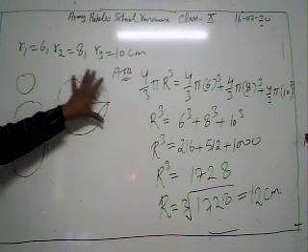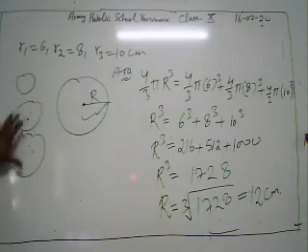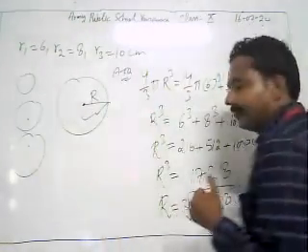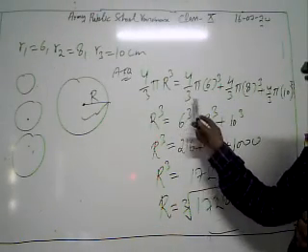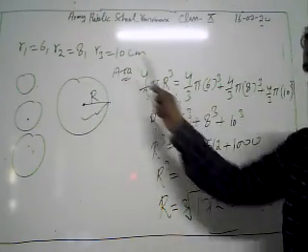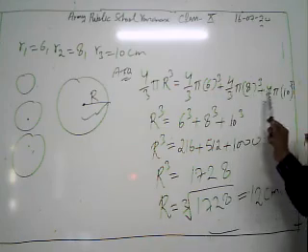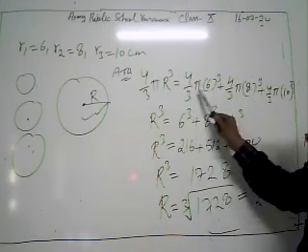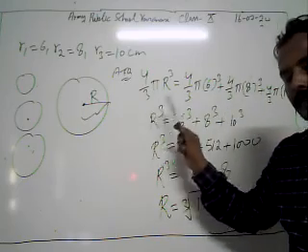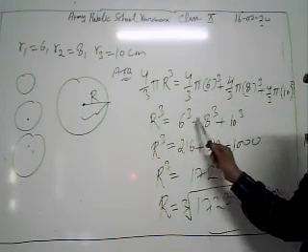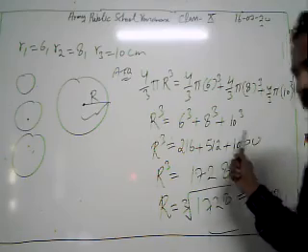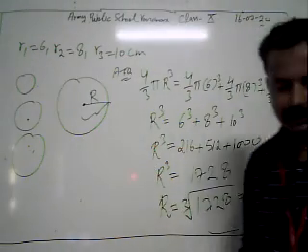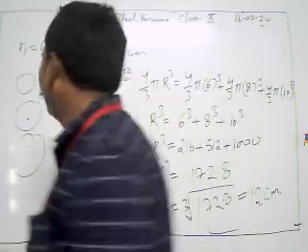Now the volume of the new solid is equal to the sum of the volumes of the three solids. Using this concept, 4/3 pi r cube is equal to 4/3 pi into 6 cube plus 8 cube plus 10 cube. After taking 4/3 pi common and cancelling, we have r cube is equal to 6 cube plus 8 cube plus 10 cube, and after solving we get the value of r as 12 centimeter. Now we are going to move to our next problem.